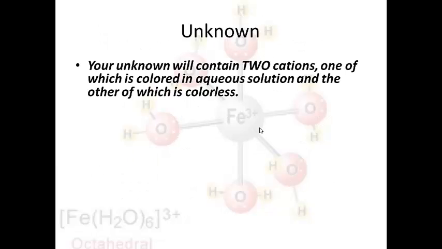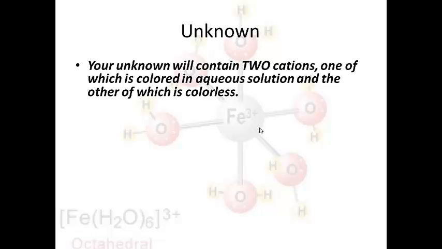So let's talk about the unknown solution. All the unknowns contain 2 cations. One is colored in aqueous solution and the other is colorless. So that will give you a clue as to what one of your ions is just by observing the initial solution that you obtain.